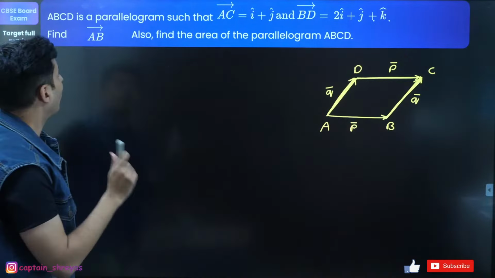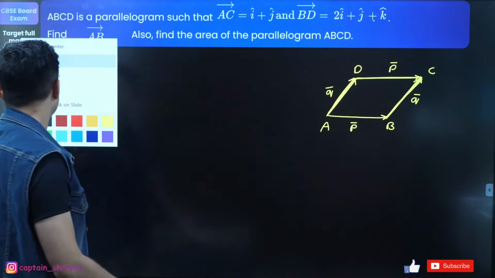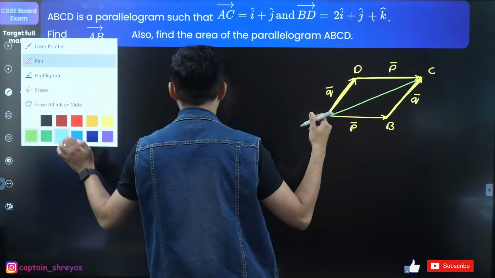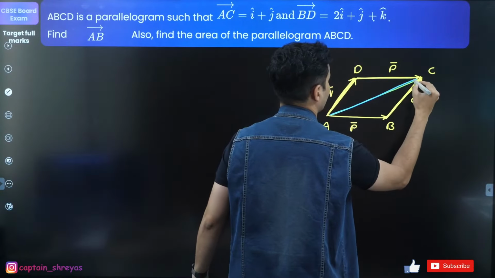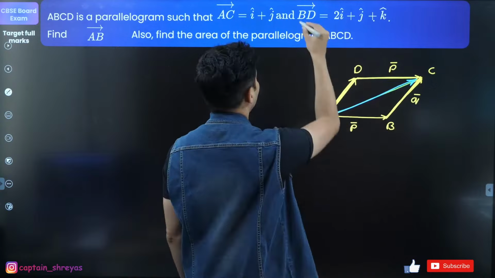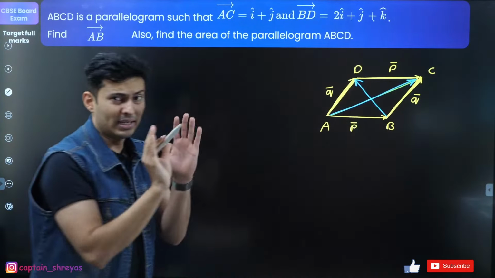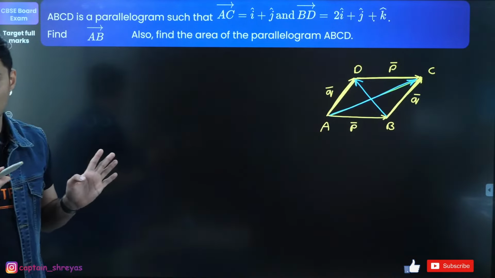Now what is given is AC and BD. AC is basically the diagonal, so this is given to you. And BD is also given. That means this is also given. Pay close attention to the arrow marks. If you miss the arrow marks, you will get a wrong one.